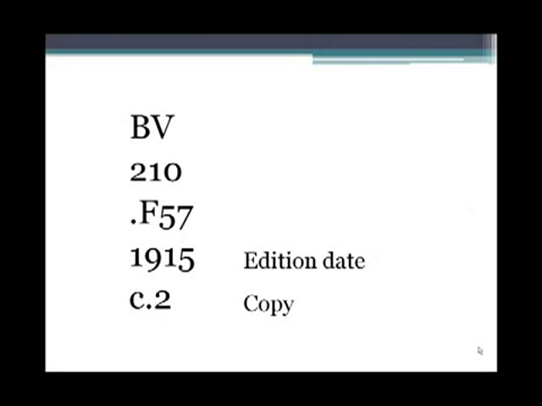LC call numbers may include additional information as well. So 1915 is the date that this book was published, and C2 means that it's the second copy.